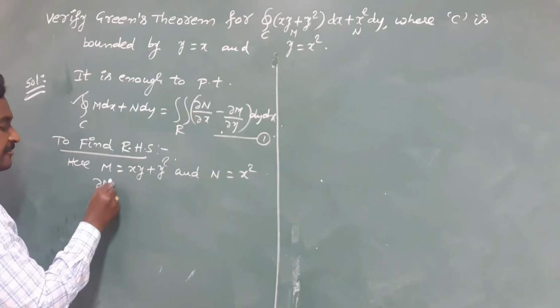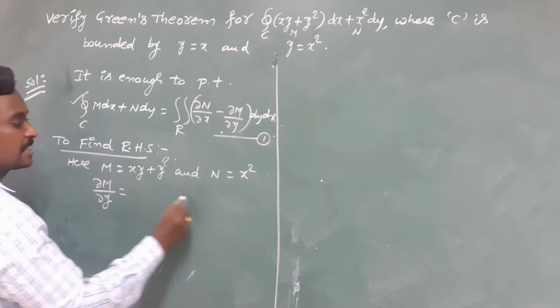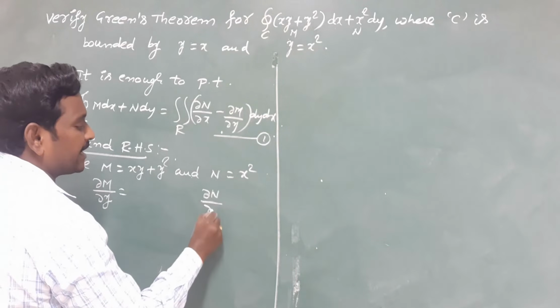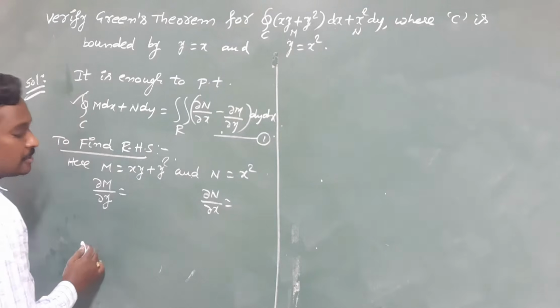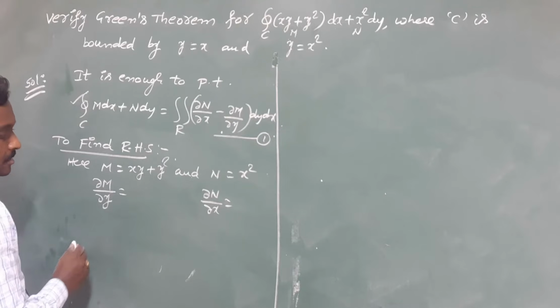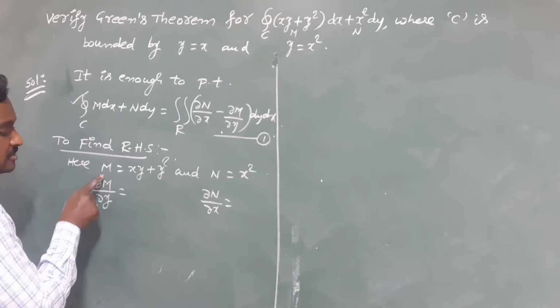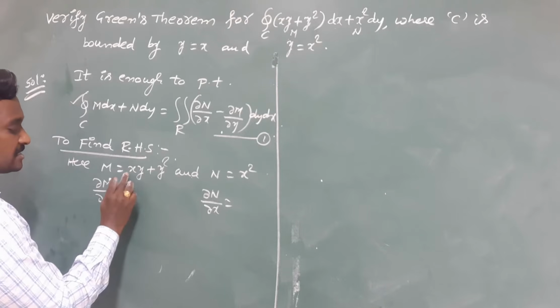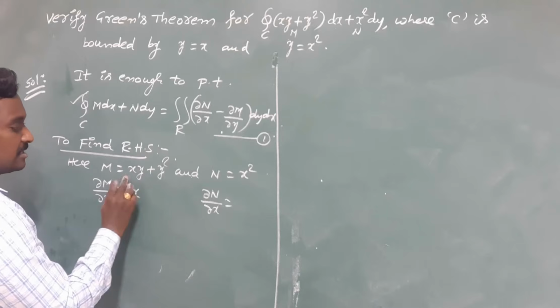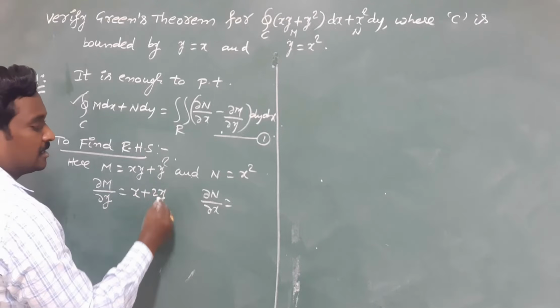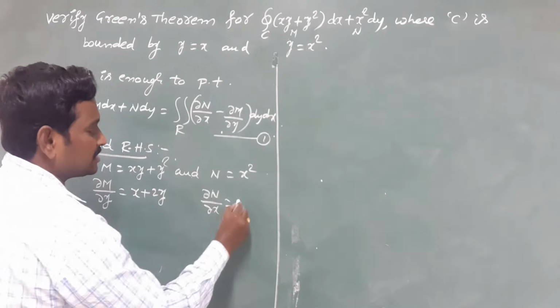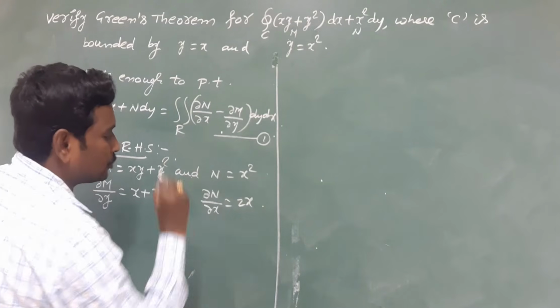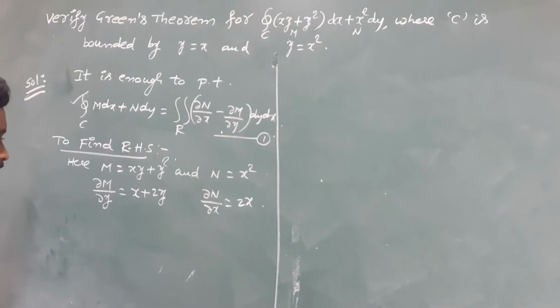So take the partial derivative of M with respect to y and the partial derivative of N with respect to x. I hope you are all very familiar with partial derivatives. Whenever we take the partial derivative of M with respect to y, except y the remaining are all constants. That's why its derivative is x for the first term plus 2y, and ∂N/∂x is nothing but 2x. Okay.